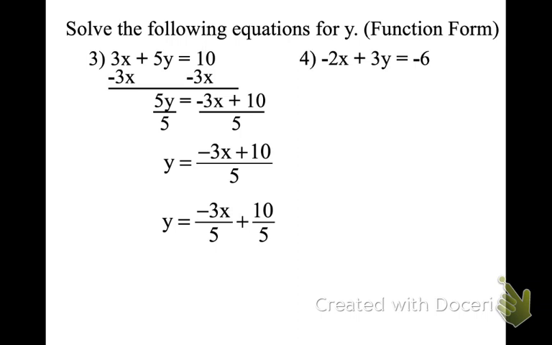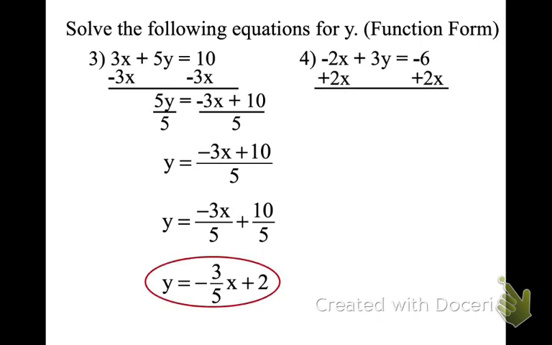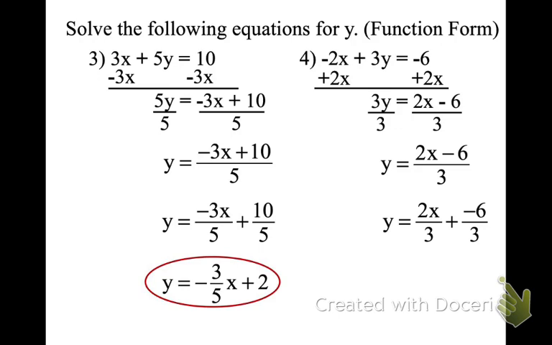So y equals negative 3/5 x plus 2. Let's check our next one. I'm adding 2x. Divide all terms by 3. And y equals 2x over 3 minus 6 over 3, which is 2/3 x minus 2. Now we're ready to mix what we've been doing here and the table.